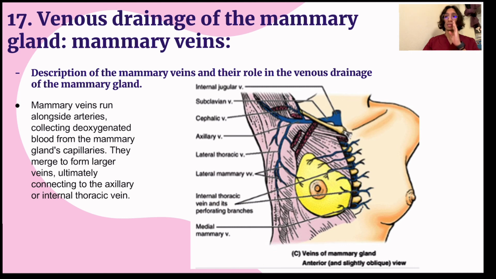The venous drainage of the mammary gland. Mammary veins run alongside the arteries, collecting deoxygenated blood from the mammary gland's capillaries. They merge to form larger veins, ultimately connecting to the axillary or internal thoracic vein.